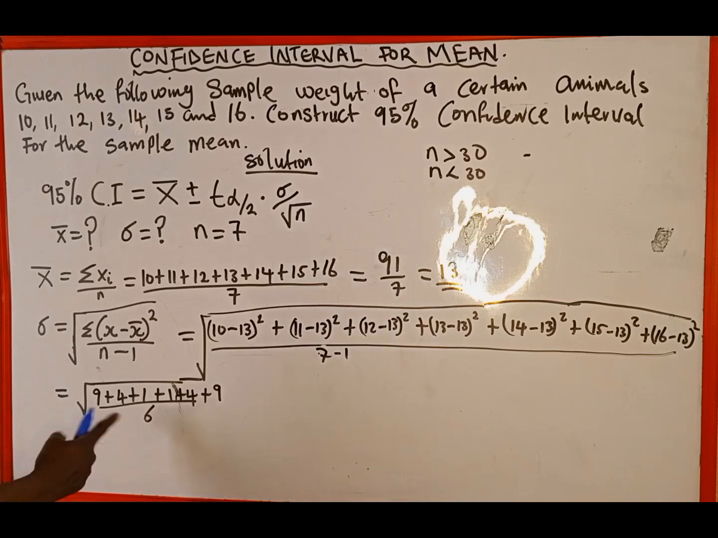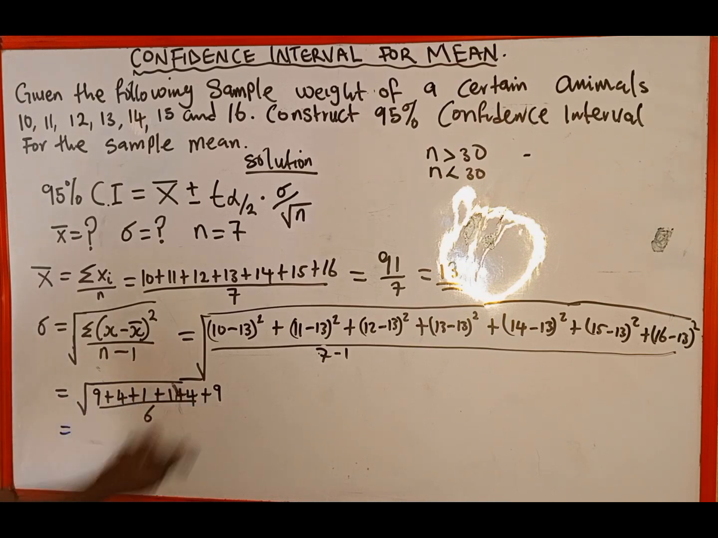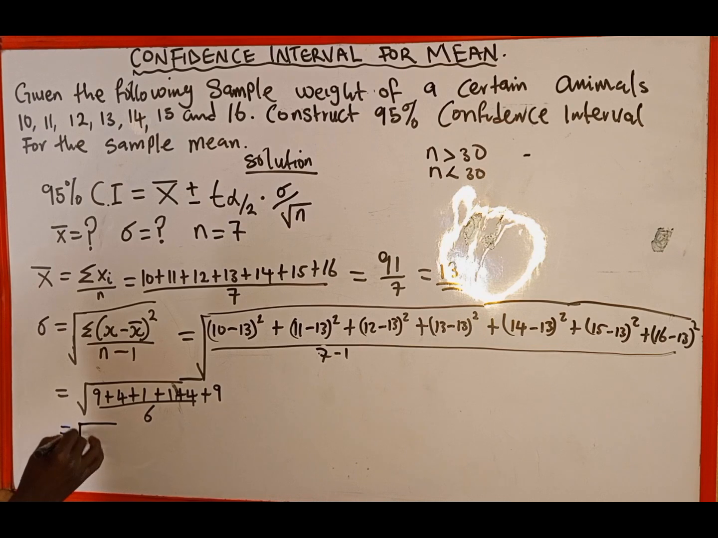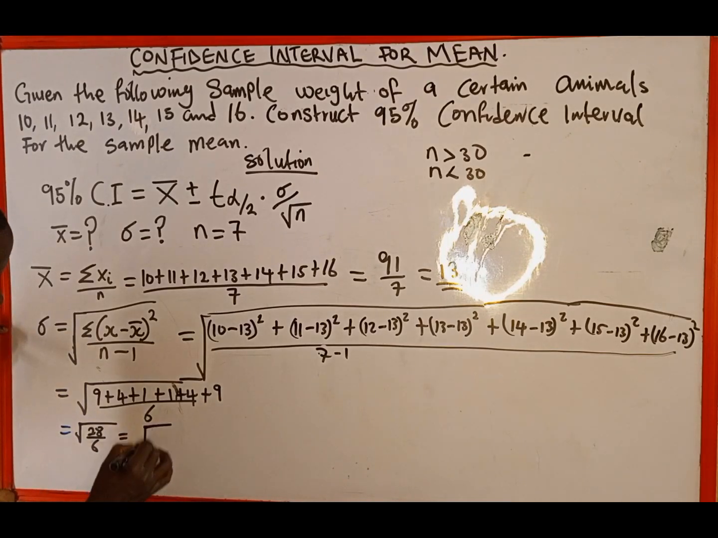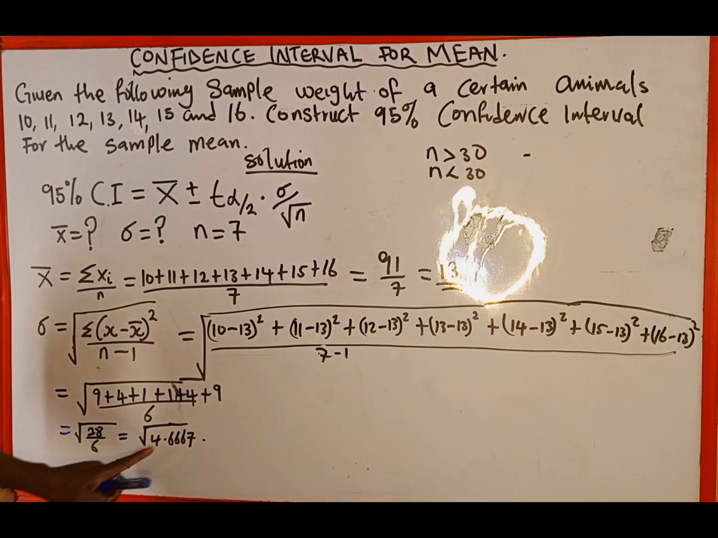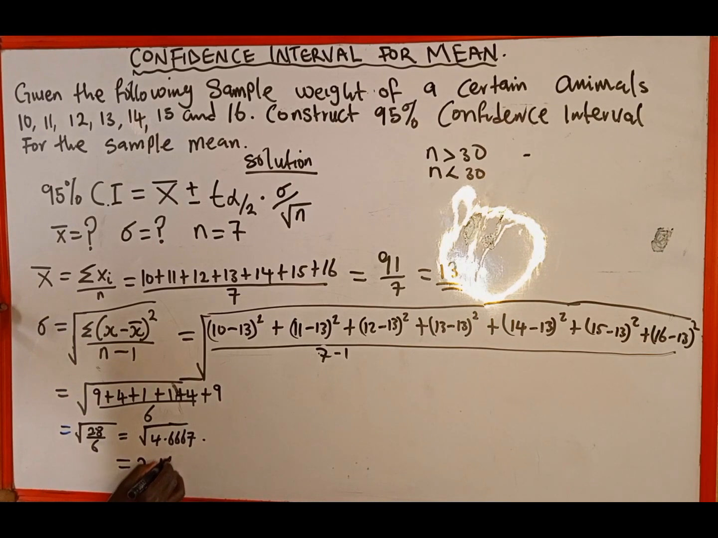So the next thing we're going to do is to sum up all these numbers together. So if you sum up all together, it's going to give us what? 9 plus 4 plus 1 plus 1 plus 4 plus 9 is going to give us the square root of 28 over 6, which is equal to what? 28 divided by 6 is going to give us the square root of 4.667 approximately. Then if you take the square root of 4.667, it is going to give us 2.16. So the sigma, which is also called the standard deviation, is 2.16.